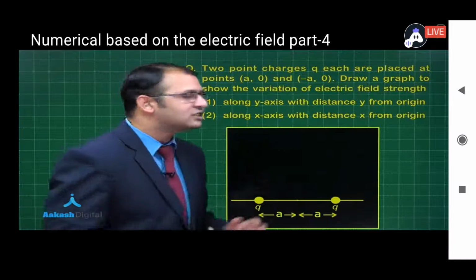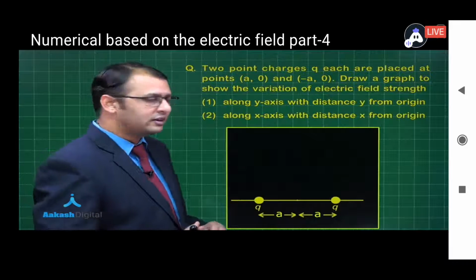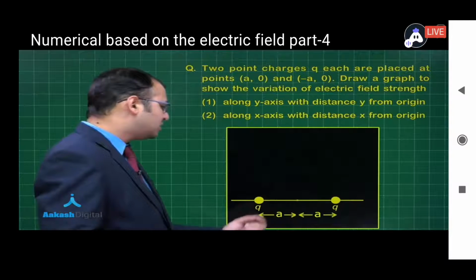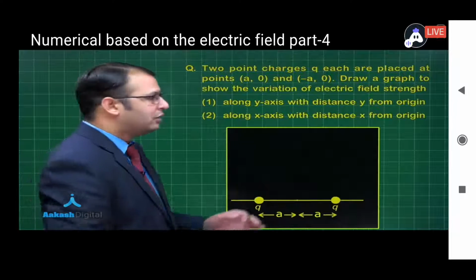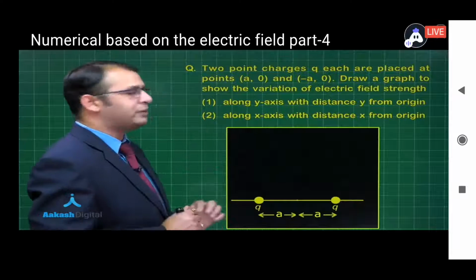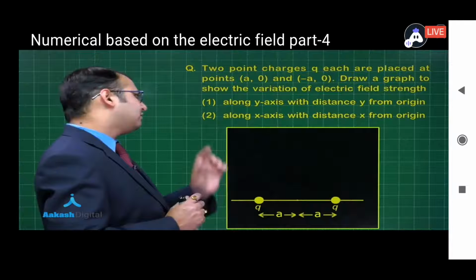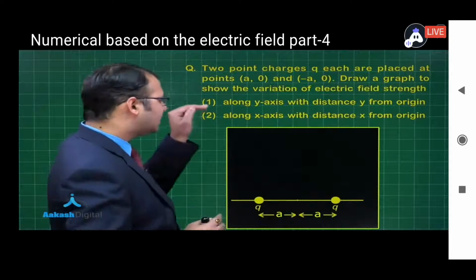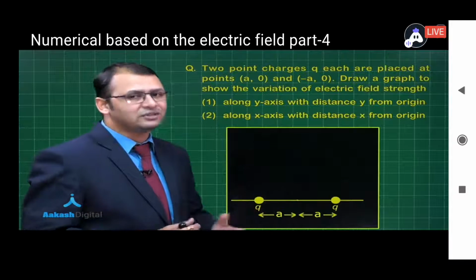There are 2 point charges Q placed at a comma 0 and minus a comma 0. That means they are placed, let's take the center as origin, and one is placed at a comma 0 and the other at minus a comma 0, right? Both the charges are equal in magnitude. We have to draw a graph to show the variation of electric field strength on 2 parts, one being along y-axis with distance y from the origin and one along x-axis with distance x from the origin, right? So let's take the very first part here. I want to show you the variation on the y-axis first, that's the lengthier one.